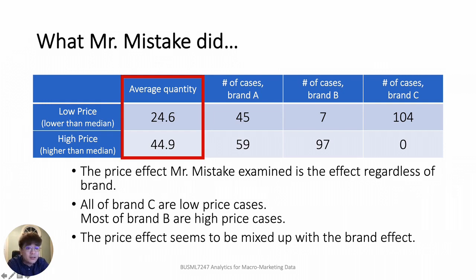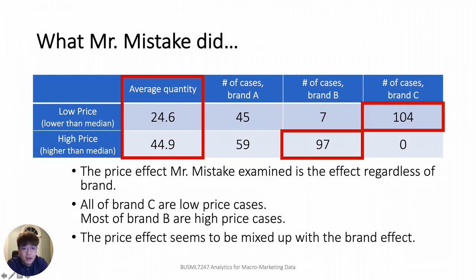It seems that this table is consistent with Mr. Mistake's finding. But this table actually shows that Mr. Mistake is wrong. The second, third, and fourth columns show the number of cases for each of the brands. All of brand C are low price cases, and almost all of brand B are high price cases. That is, we cannot know whether the average quantity 24.6 came from the low price or brand C.